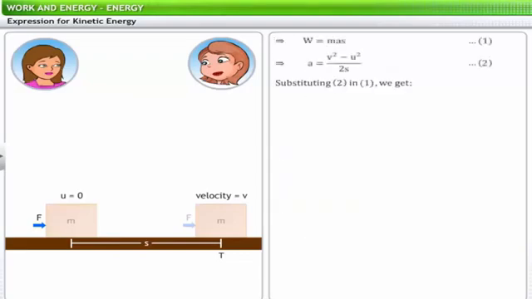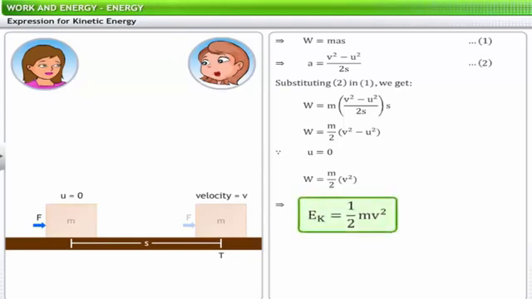Substituting equation 2 in equation 1, we get the work done as half of mass m multiplied by the difference of v square and u square. As the final velocity v of the body is greater than its initial velocity u, the work done is equal to the change in its kinetic energy. However, the initial velocity of the body is 0. Therefore, we get kinetic energy as half the product of mass and velocity squared.